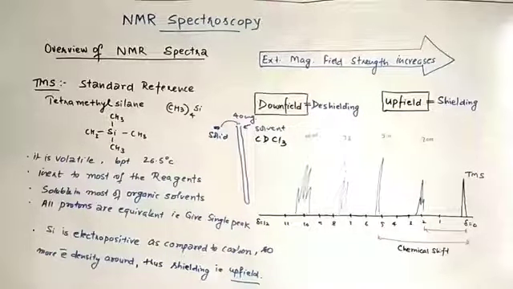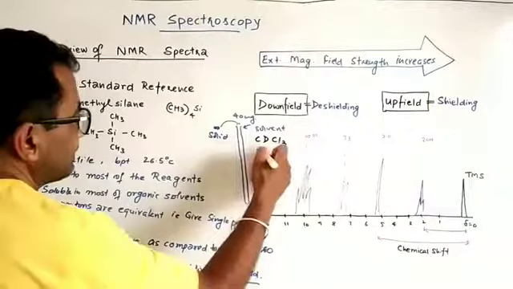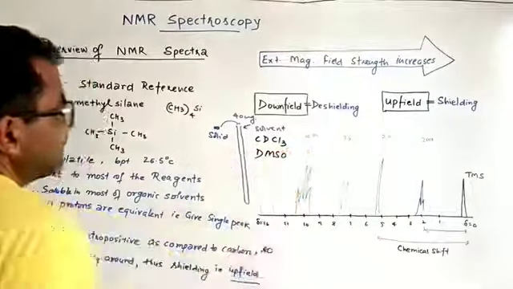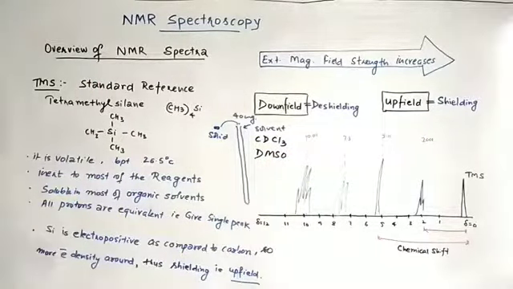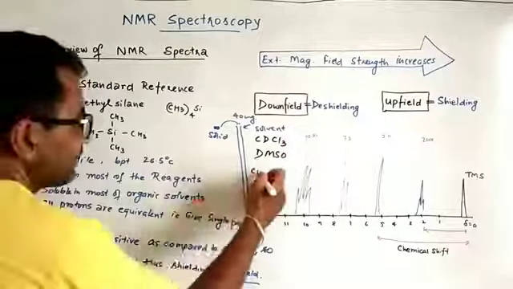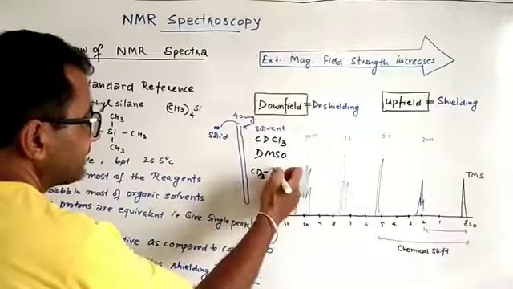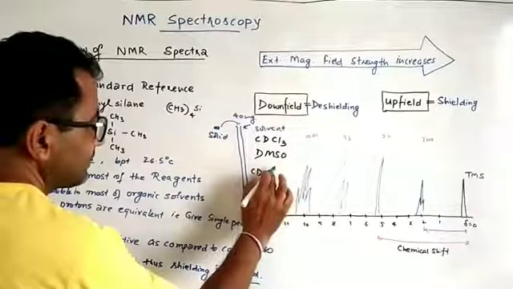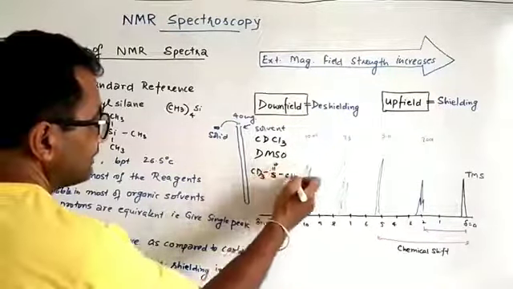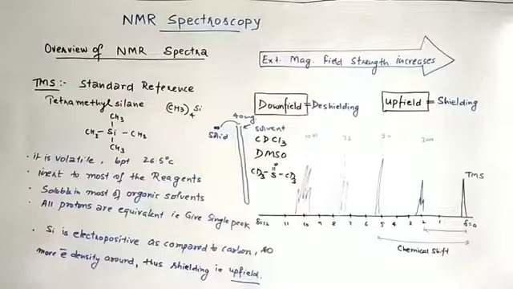Almost all the organic compounds which we prepare in the lab are soluble in CDCl3. If they are not soluble, we will use another solvent, that is DMSO, dimethyl sulfoxide. The formula is CD3, S double bond O and CD3. There is no proton. All the hydrogens get replaced by deuterium atoms.